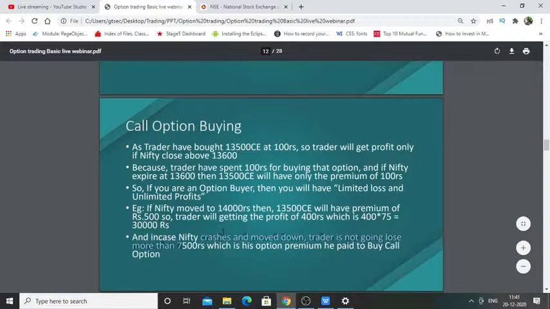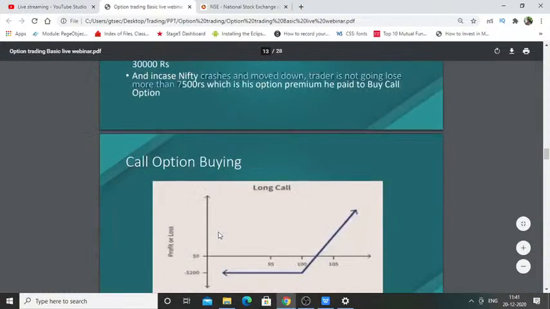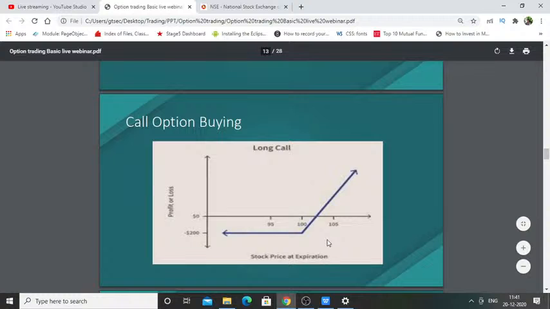Let's look at an option buying payoff graph. By the time of expiry, what will happen if your trade goes wrong? This is the middle line. Above this it will be in profit and below this it will be in loss.